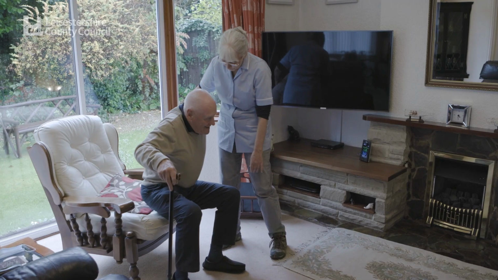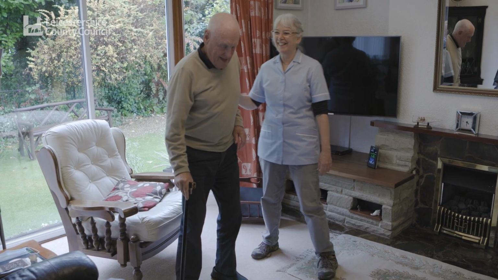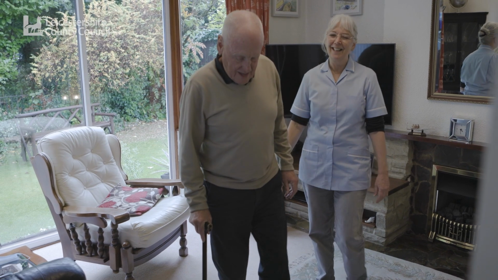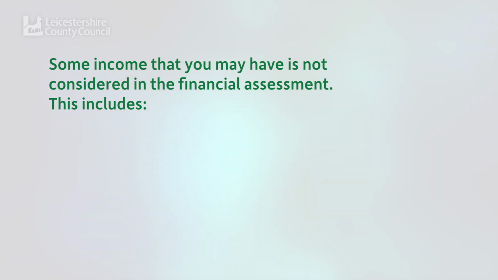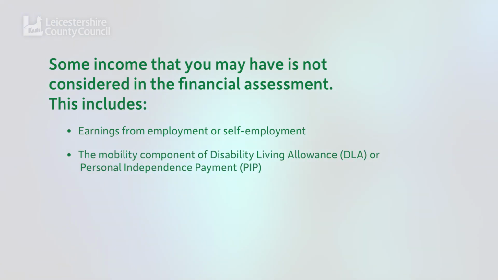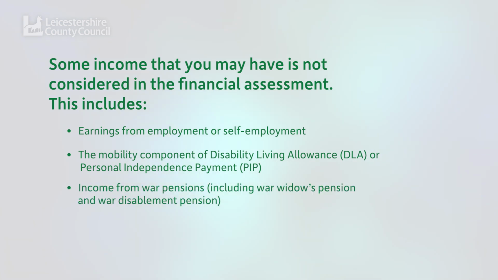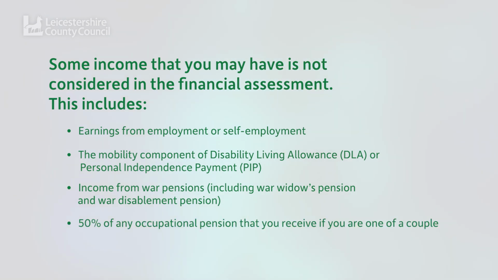When you are getting non-residential care and support services, the value of any property that you own and normally live in as your home is completely ignored. There will also be an amount, called the minimum income guarantee, that you are allowed to keep for daily living expenses. Some income that you may have is ignored in our financial assessment, such as earnings from employment or self-employment, the mobility component of Disability Living Allowance, DLA, or Personal Independence Payment, PIP, income from war pensions, including war widows pensions and war disablement pension, and 50% of any occupational pension you receive if you are one of a couple, unless you both receive care and support services from the council.